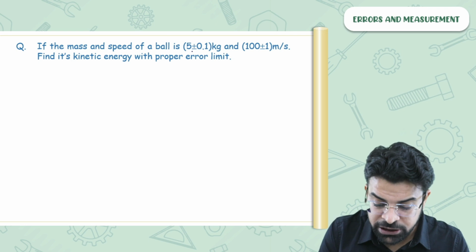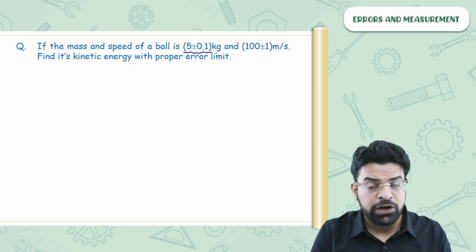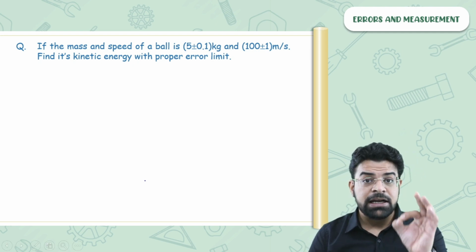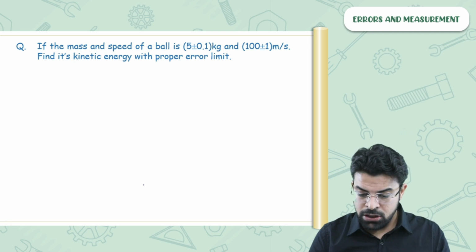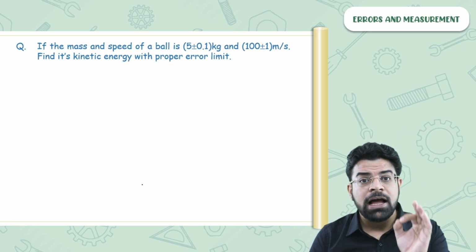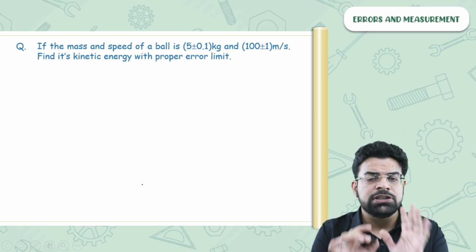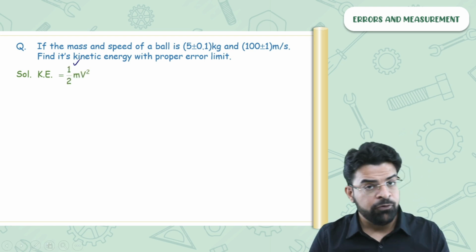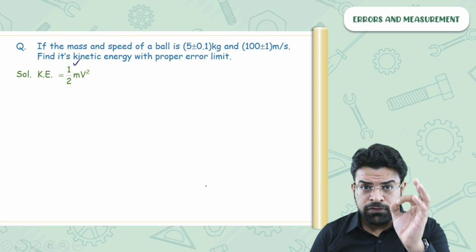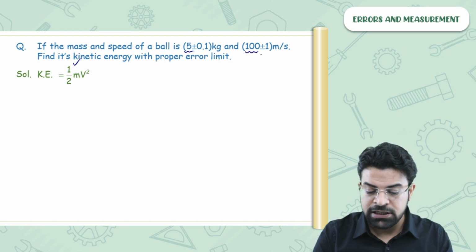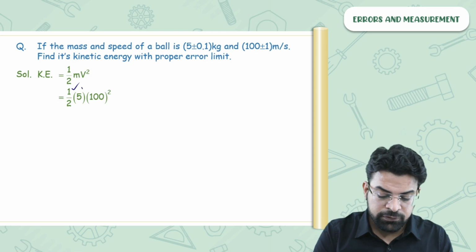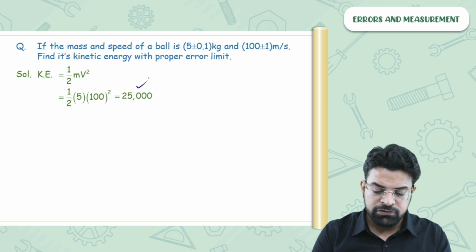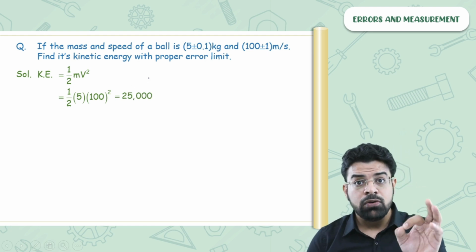If the mass and speed of a ball are 5 ± 0.1 kg and 100 ± 1 meter per second, find its kinetic energy with proper error limit. So first of all, find out what will be the absolute value of kinetic energy using the formula: kinetic energy is half mv squared. To find the absolute value of kinetic energy, substitute the mass as 5 and speed as 100. So when you substitute this, you get half into 5 into 100 squared. Half into 5 into 100 squared becomes 25,000 joule. This is the absolute value of kinetic energy.